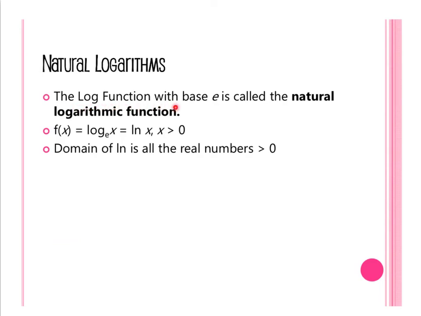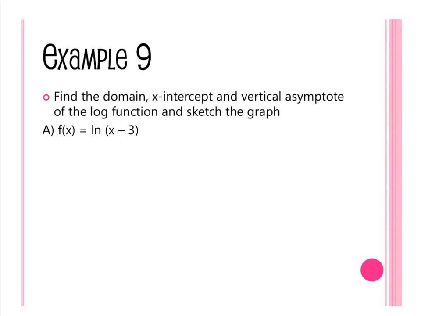We also have our natural logarithms. The log function with base e is called the natural log. It has similar properties and similar domains. So if you look at your calculator, locate ln, that's going to be your natural log. The same rules apply, same concepts of the properties and same concept with the domain and range. So let's actually go ahead and do an example finding the domain, x-intercept, vertical asymptote of the natural log, and then we're going to sketch it.